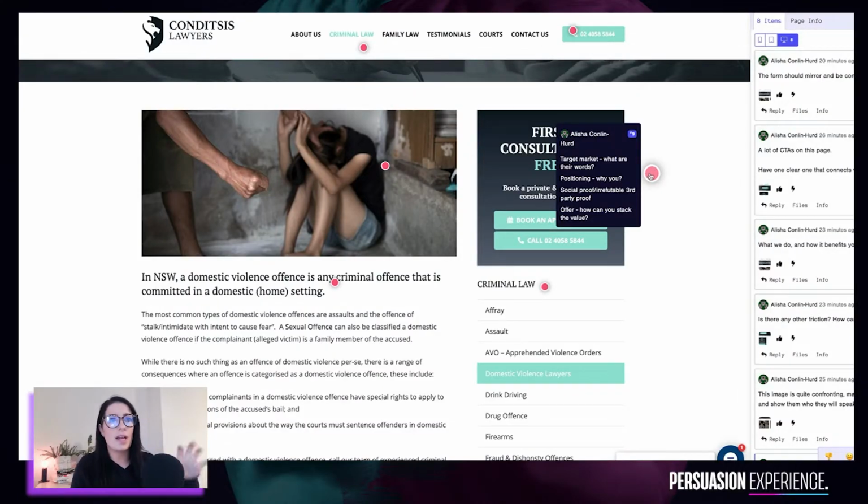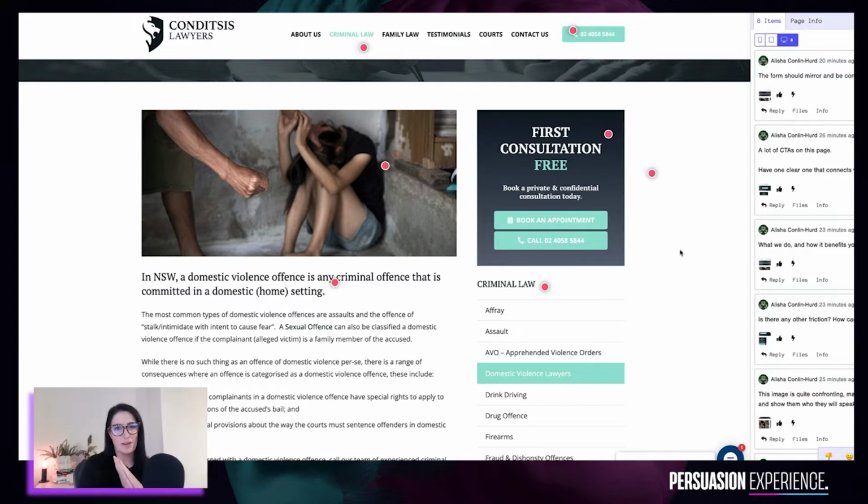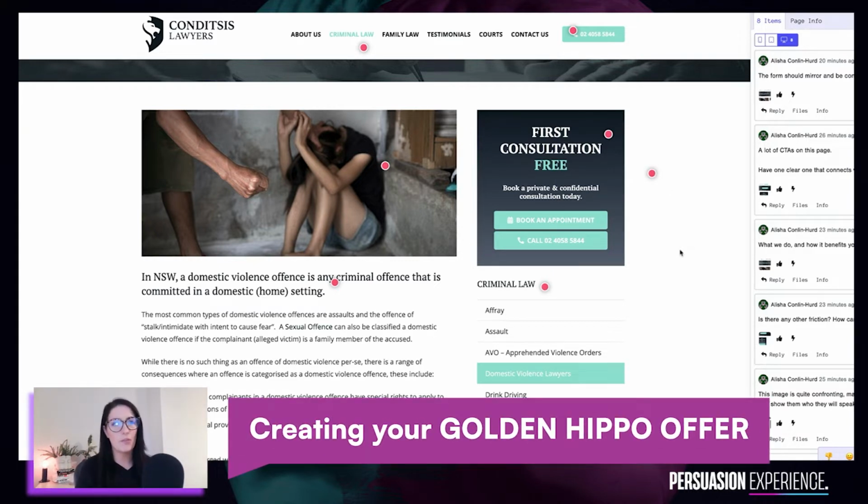So once you've got that and you figure out your positioning and why you're the best, then you can start to layer in some irrefutable third-party proof. And then we can get to the fun part, creating your golden hippo offer. So this is what they're actually getting. So it's great that you already have this first consultation free, but so what? Who cares? What's in it for me? What am I going to get out of this, whether we go ahead or not?